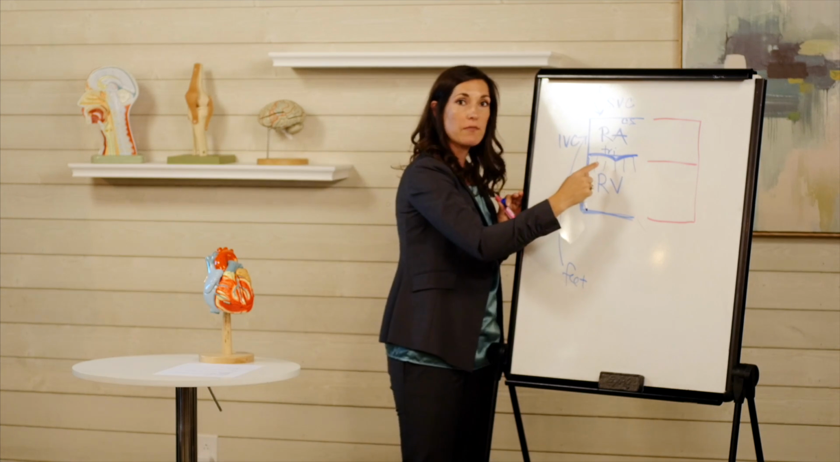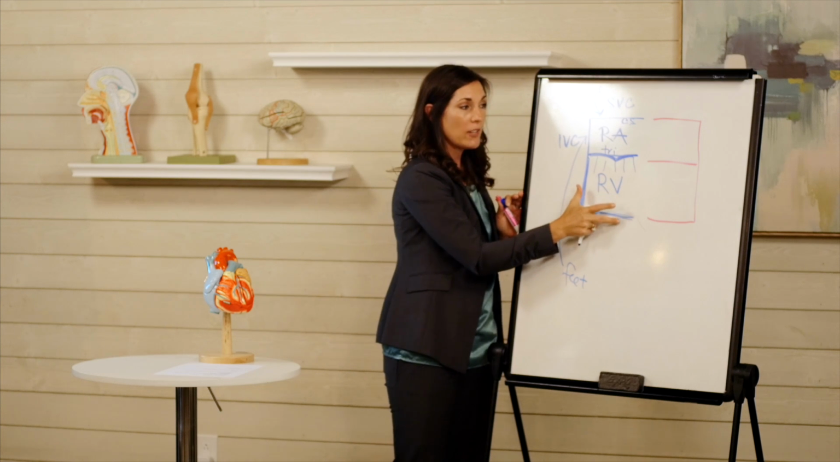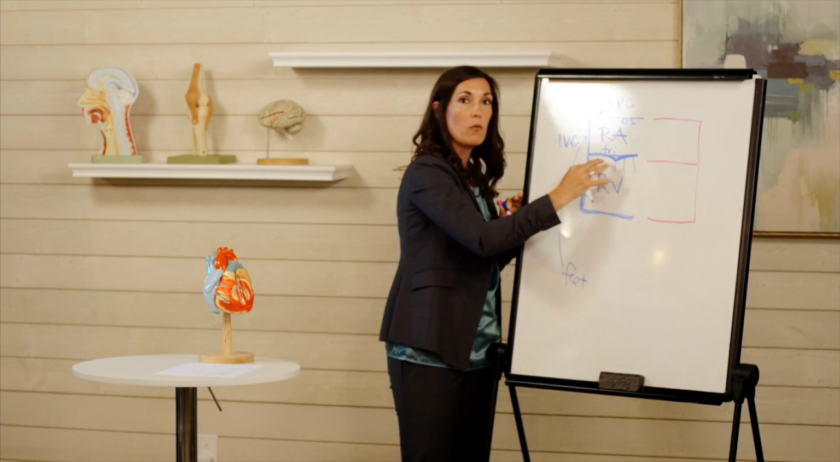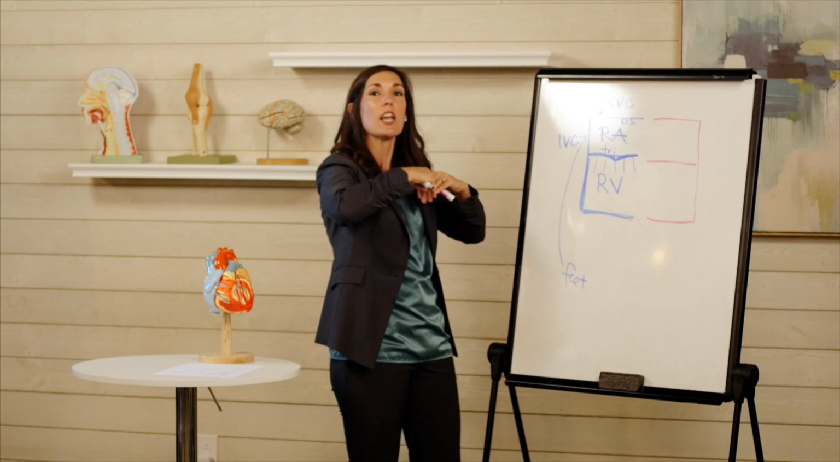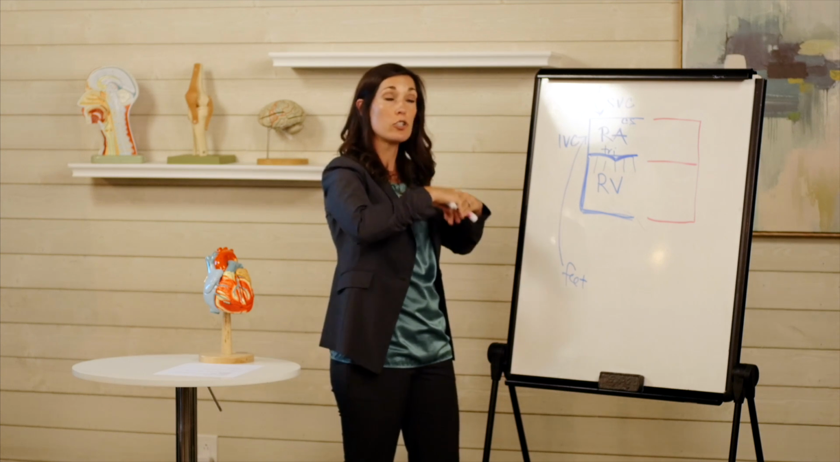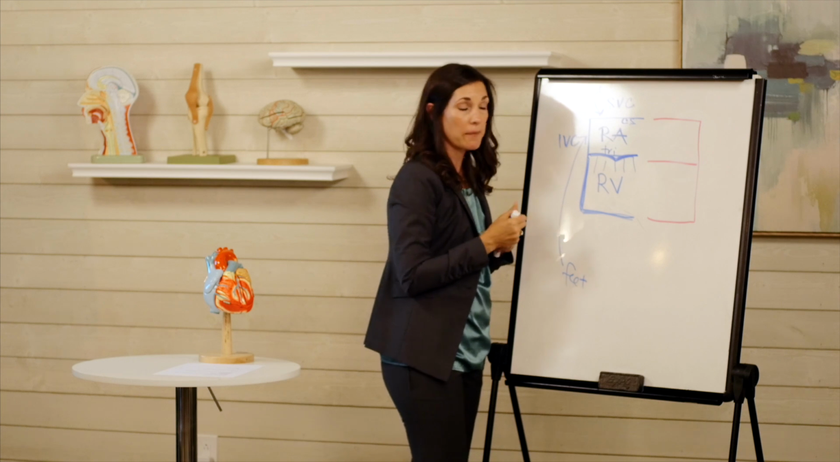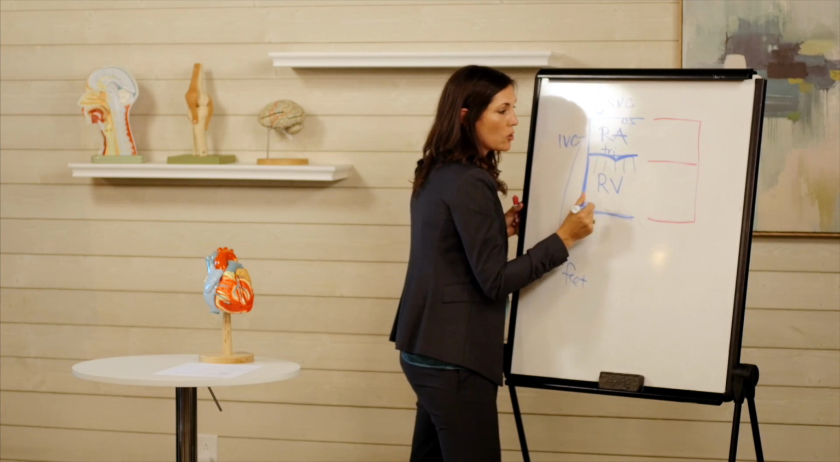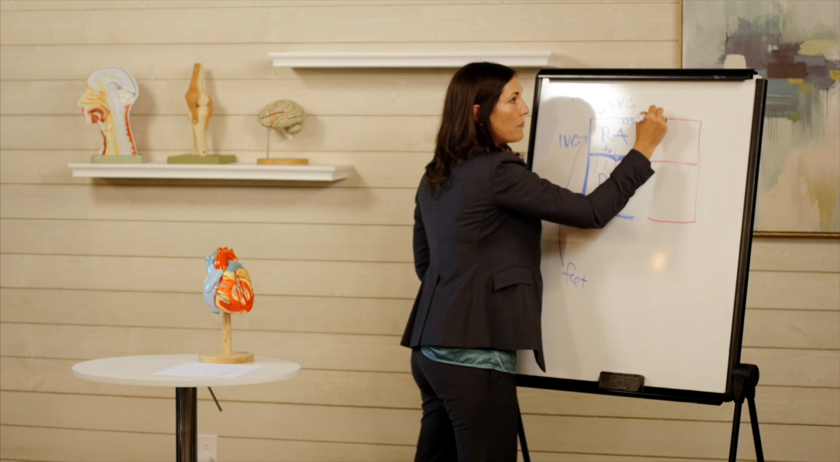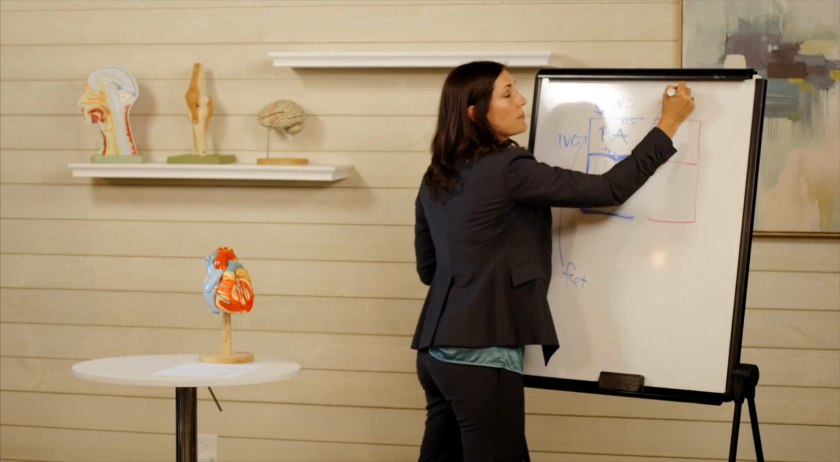That's what happens with these valves, is that when this right ventricle contracts, it hits that parachute and it can't go any further. Those valves close shut. And it means the blood can only exit one way. The blood goes from the right ventricle and it's going to the lungs.